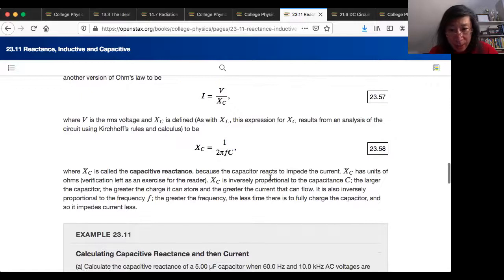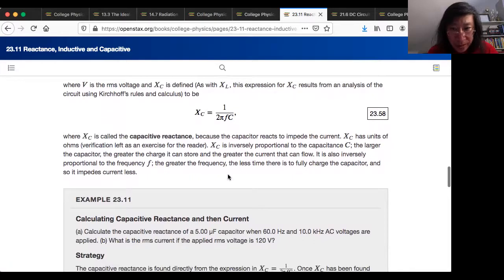The capacitor reacts to impede the current also, and just like the reactance of the inductor, you also have the units of ohms. So the more capacitor you have, the larger the capacitor in an AC circuit, the greater charge it can store, and therefore the greater the current that can flow as a result. See how that goes? Also, the greater the frequency, the less time there is to charge the capacitor, and so it impedes the current less. That's the exact reverse effect of the inductor.